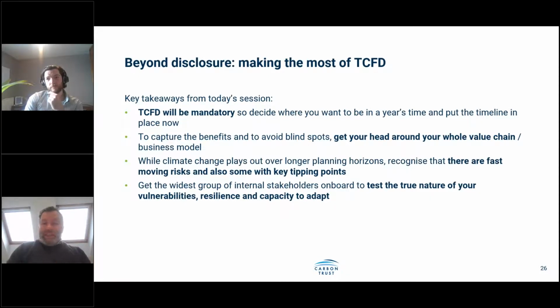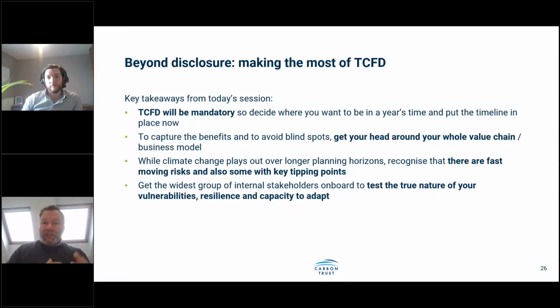We know that TCFD will be mandatory, so that's even more of a driver to do the next most important thing, which is to get your head around the whole value chain, the whole business model. Look upstream and downstream, so that you capture those benefits and avoid any blind spots. And don't bury your head in the sand.